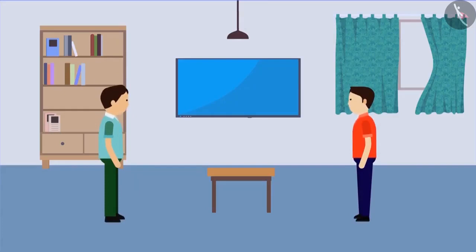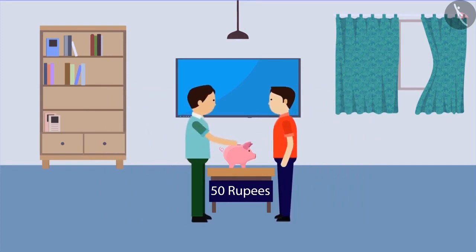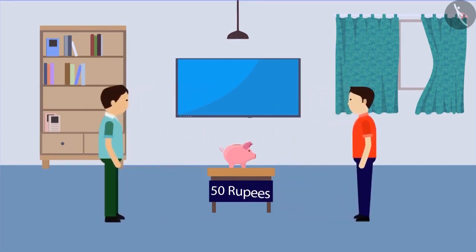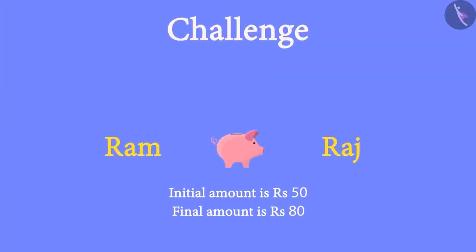Two friends, Ram and Raj, have a piggy bank which has 50 rupees. They individually deposit money in the piggy bank. As a result, the final amount reaches 80 rupees in the piggy bank. Now, there is a challenge for you. Can you tell how much money each friend contributed?